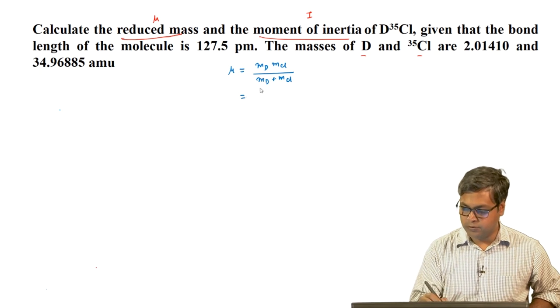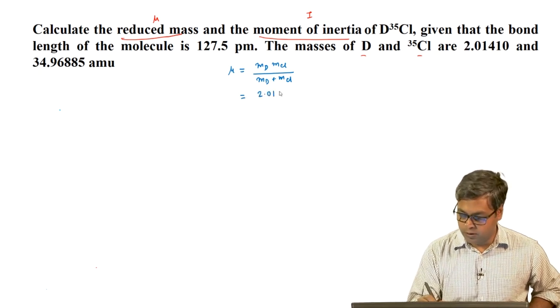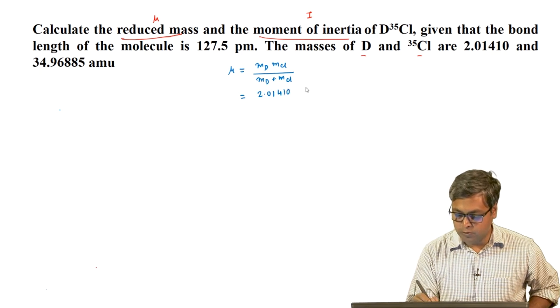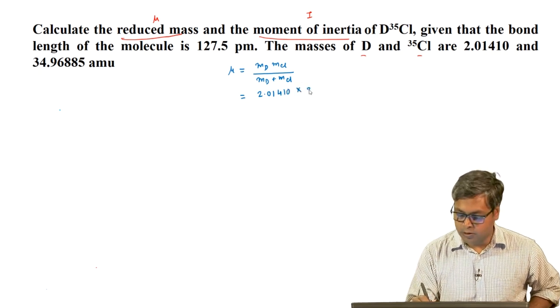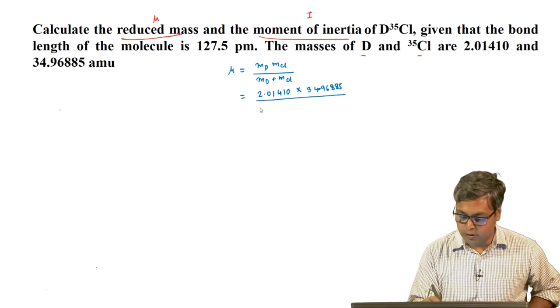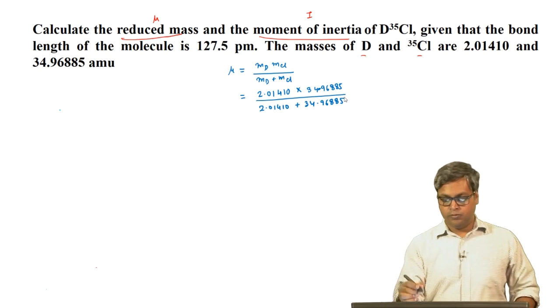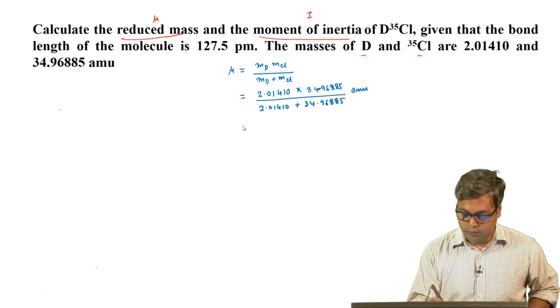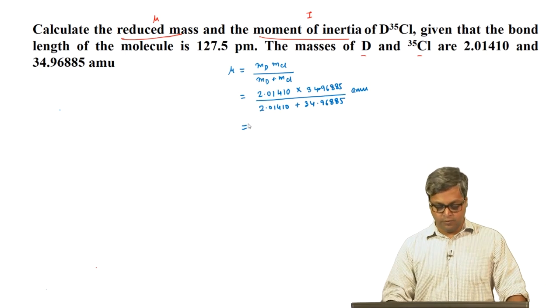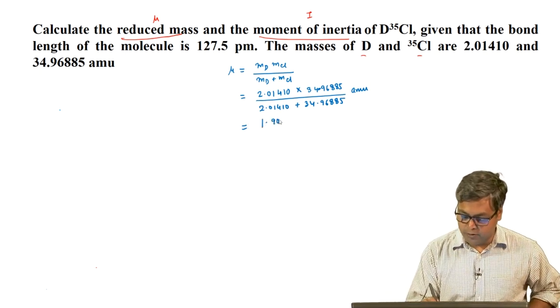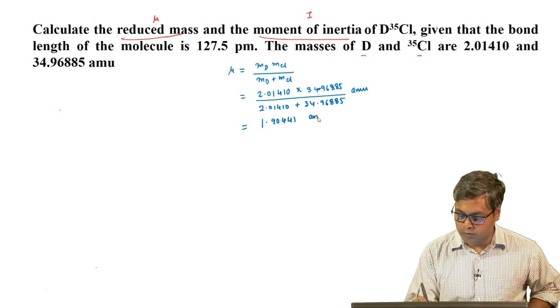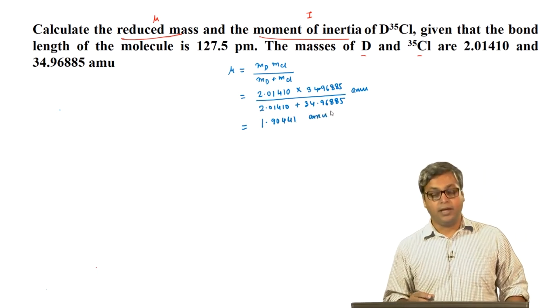So, let us put the values, that is 2.01410 times 34.96885 divided by 2.01410 plus 34.96885. So, this is in AMU. If you do this calculation, the answer you will get is 1.90441 AMU.